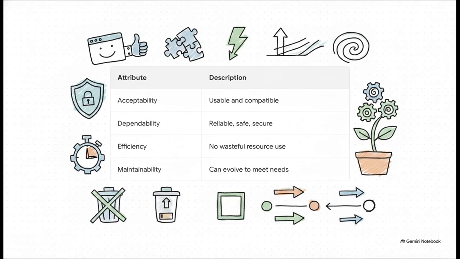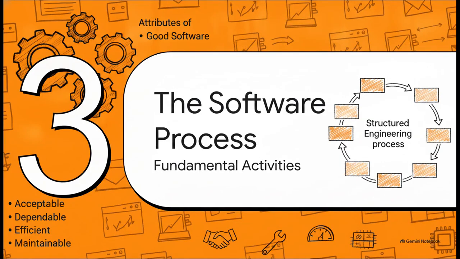Third, efficiency. Good software must always minimize waste. It shouldn't hog system memory or drain a battery unnecessarily. And finally, maintainability. It must be written in a way that allows it to evolve over time, because trust me, requirements always change. That brings us to Section 3, the software engineering process.